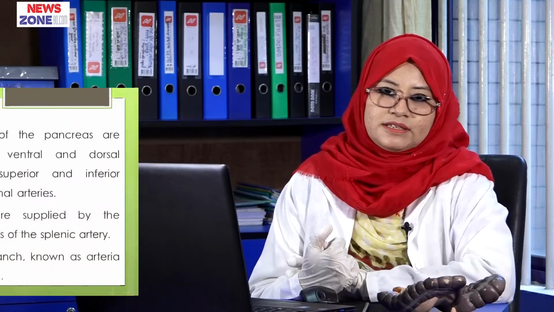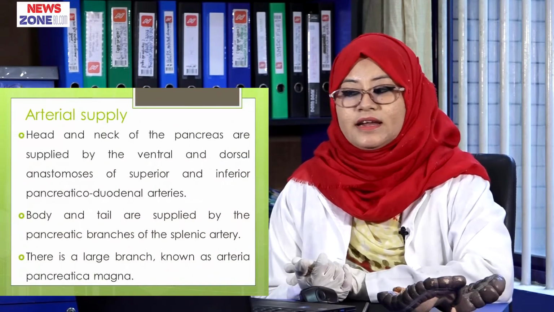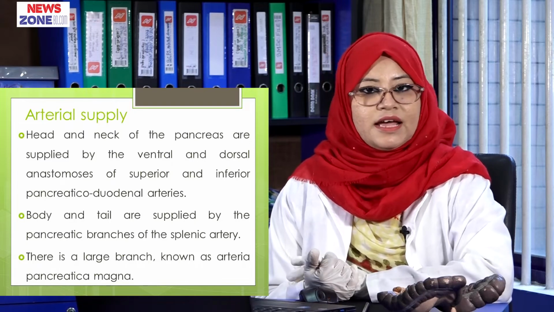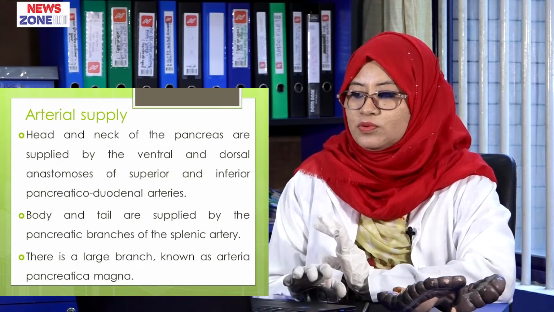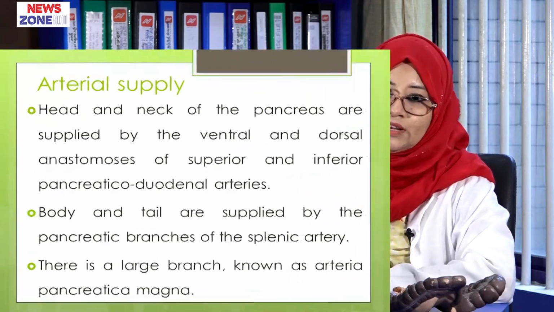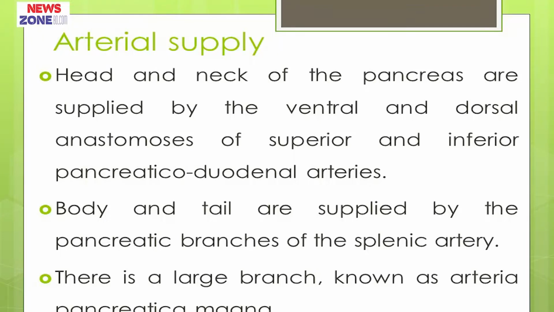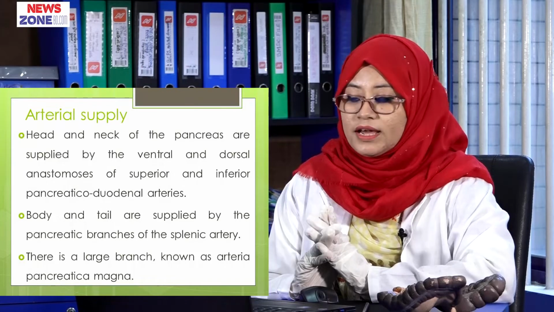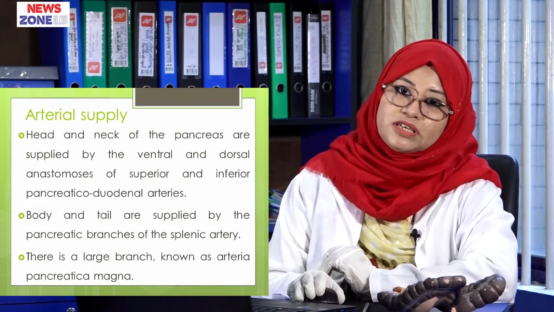Now, arterial supply. Head and neck of the pancreas are supplied by the ventral and dorsal anastomosis of the superior and inferior pancreaticoduodenal arteries. Body and tail are supplied by the pancreatic branches of the splenic artery, and there is a large branch known as arteria pancreatica magna.